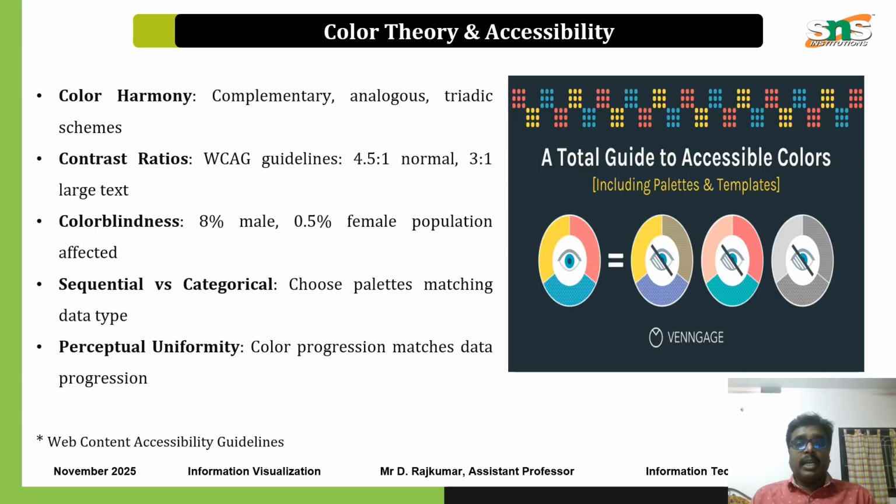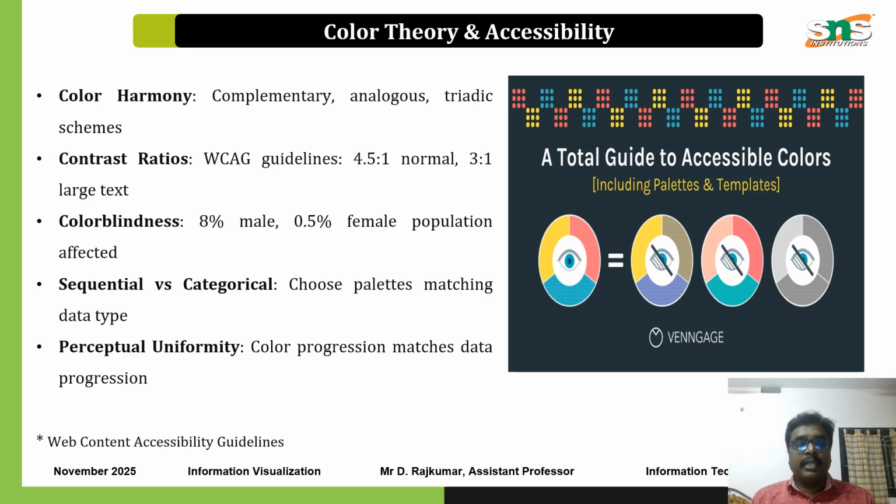The next one is color theory. In the entire visualization process, this is very important. We have color harmony, where we have to use many colors. These have to be used within a harmonic structure to provide complementary analogies, and it should provide a triadic scheme.